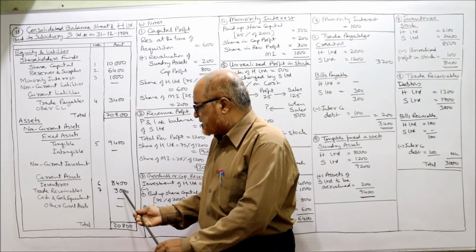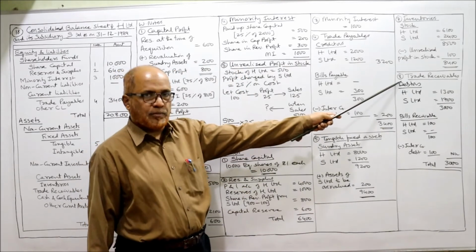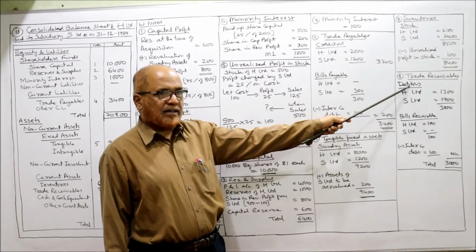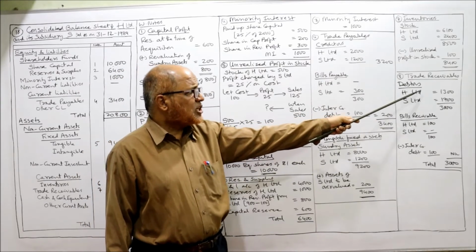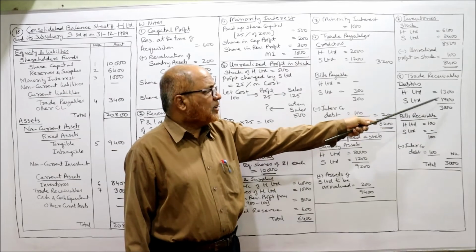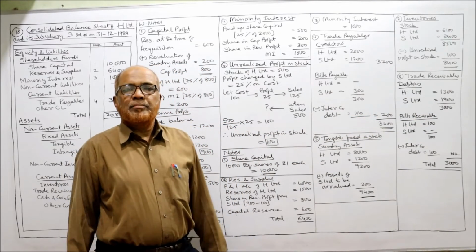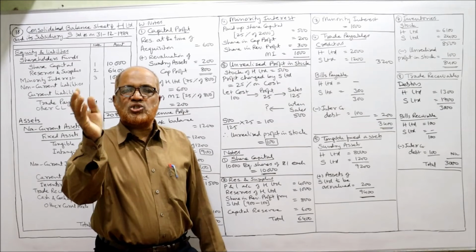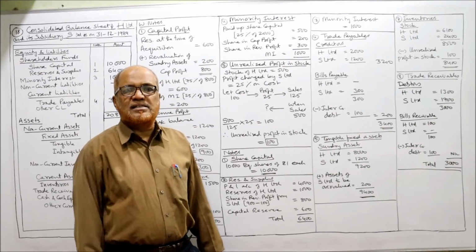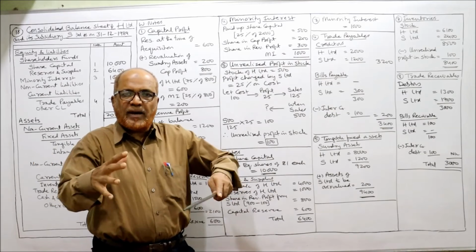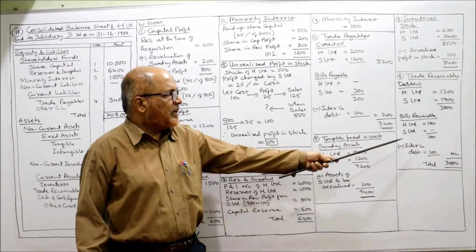Next one is trade receivable, 3,000. Under trade receivable we'll take the debtors. Debtors of H Limited, S Limited. Both the debtors you add up, 3,000. And bills receivable, because trade receivable consists of debtors and bills receivable. Both combined will be trade receivable. The bills receivable.